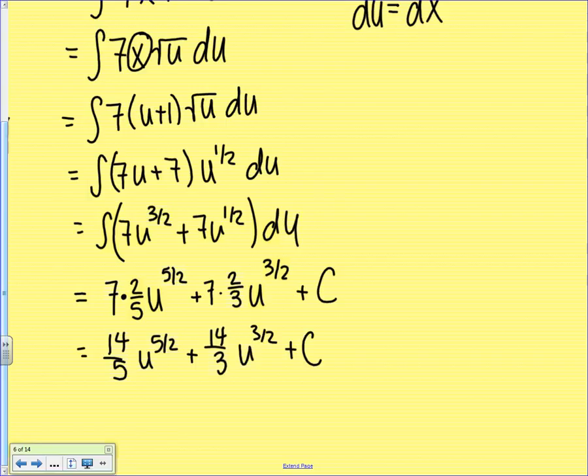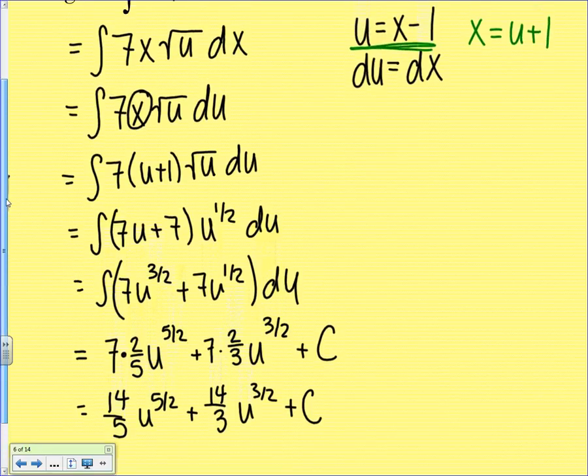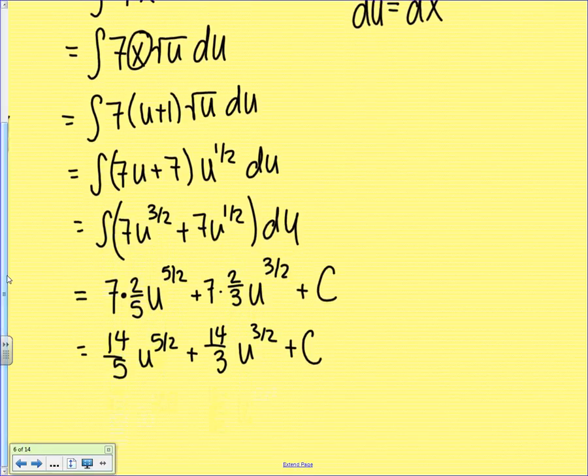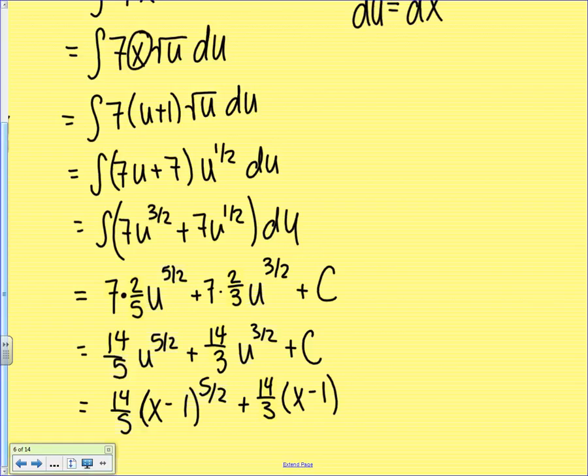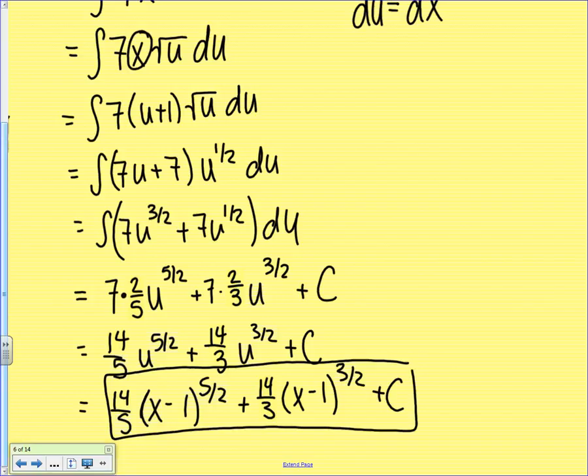And now we just need to plug in what our u was. If you look back up here, u equaled x minus 1. So we have 14 over 5, x minus 1 to the 5 over 2, plus 14 over 3, not u, this should be an x, I'm sorry. And then we would have x minus 1 to the 3 over 2, and then plus c. And this is how I would prefer you leave your answer, just like this.